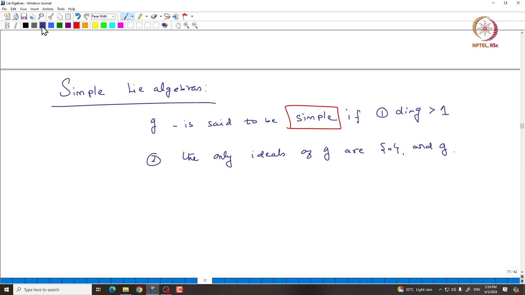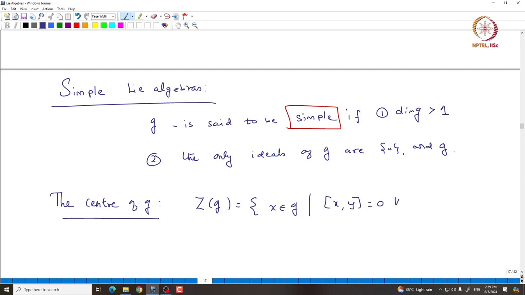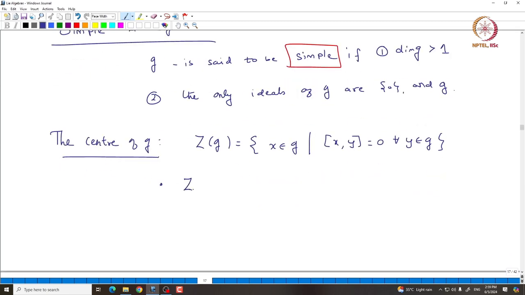Now we can also define what is called the center of G. The center of G is defined to be those elements of G which commute with all other elements of G. That means you collect those x in G such that the bracket xy is 0 for all y in G. I will leave it to you to check that the center is an ideal inside G.